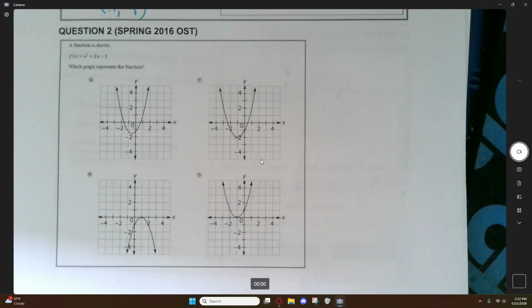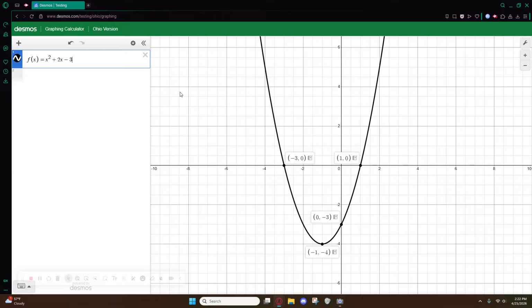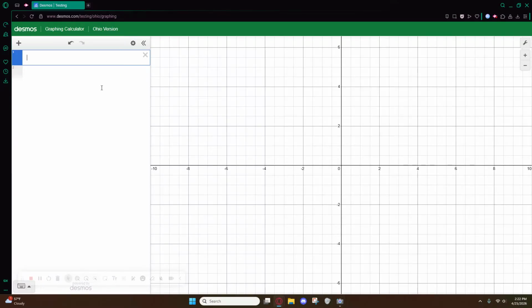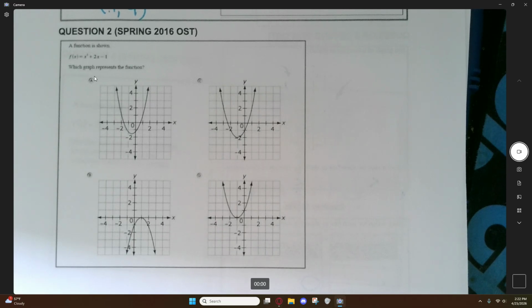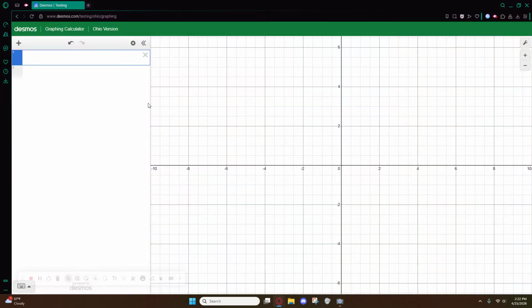All right, question 2. A function is shown, f of x equals x squared plus 2x minus 1. It asks you which graph represents the function. It gives you 4 different graphs. So, you may not think this is the kind of question that Desmos can help you with, but I assure you it is. So let's put it in. F of x equals x squared plus 2x minus 1.